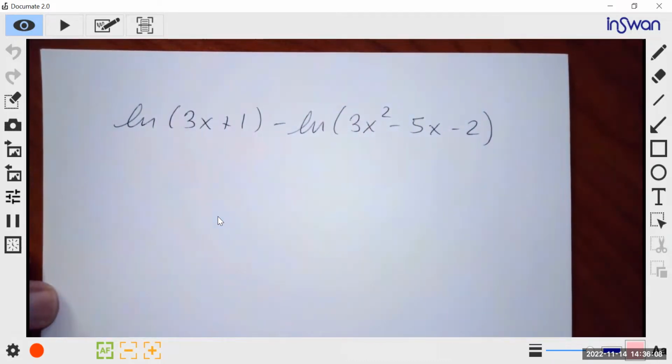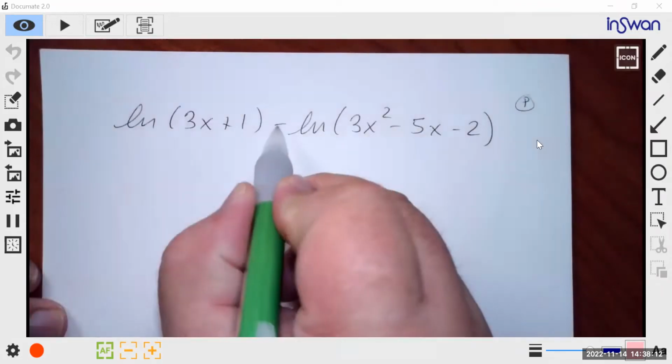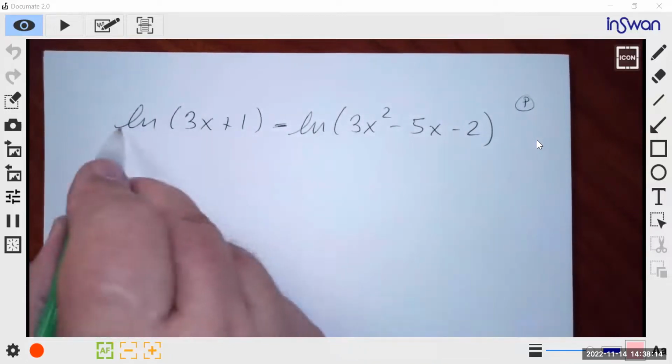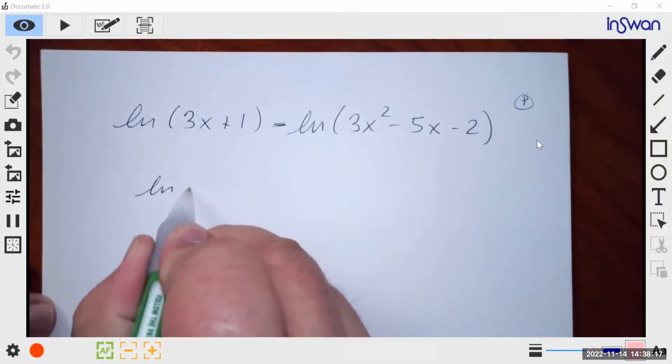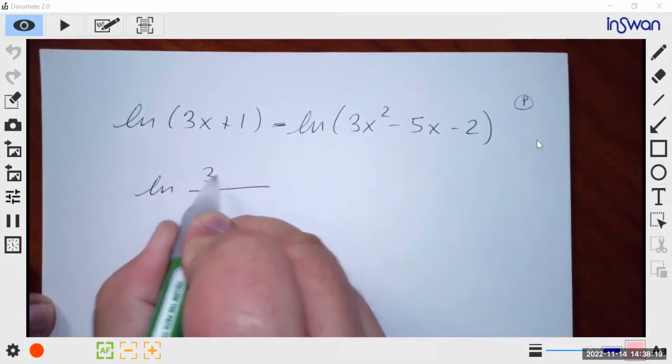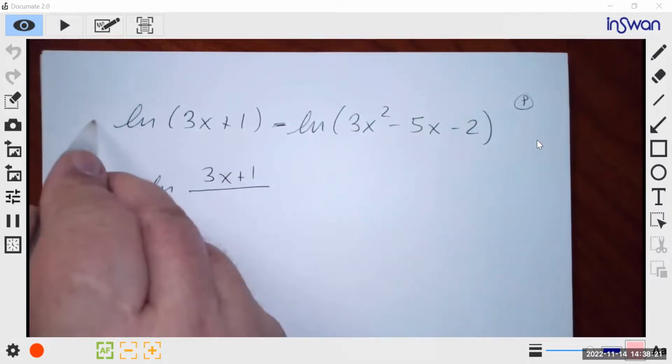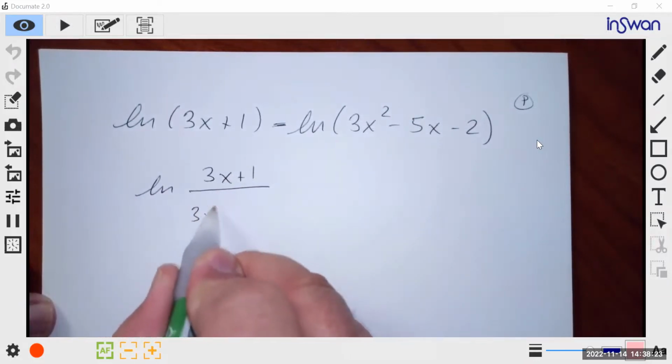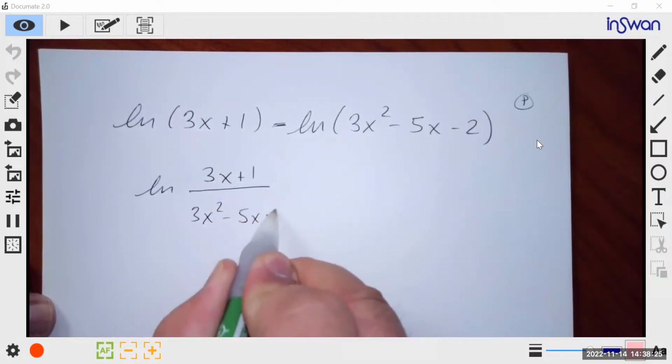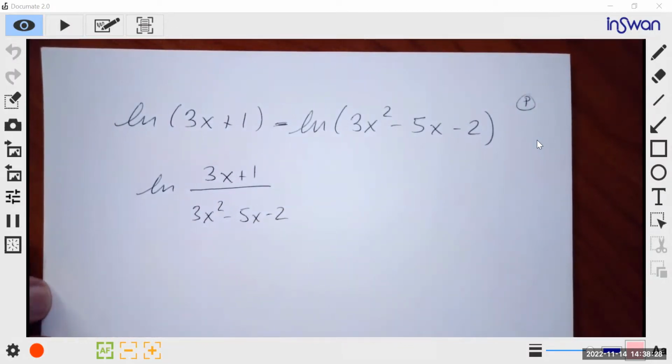Okay. Simplify this as far as it can go. The quotient, because there's a minus sign there. And they're both ln's. So this one's on top since it's positive, and this one's on the bottom. Now what do we do?